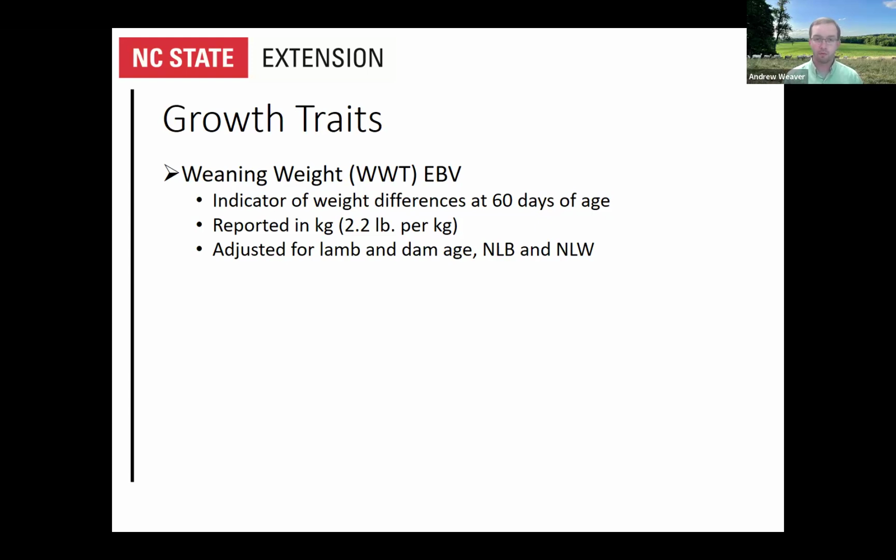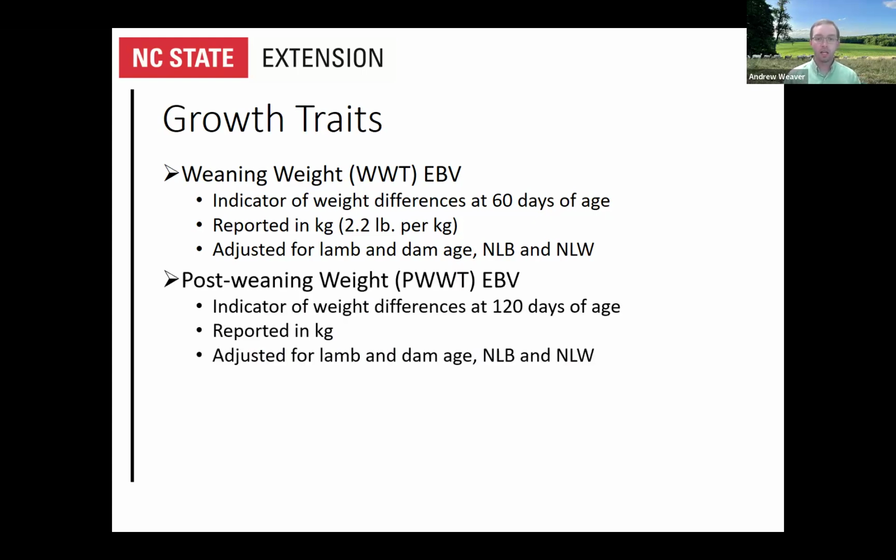This is adjusted when the evaluation calculates and starts comparing these animals. We start looking at animal performance within a contemporary group. It is adjusted for lamb and dam age, number of lambs born, and number of lambs weaned. Post-weaning weight EBV is an indicator of weight differences at about 120 days of age. And that's also reported in kilograms, and similar adjustments are made to take into account, was it out of a yearling ewe or an 8-year-old ewe or a 4-year-old ewe? And what was that litter size and what contribution or impact did that have on potential weight differences?